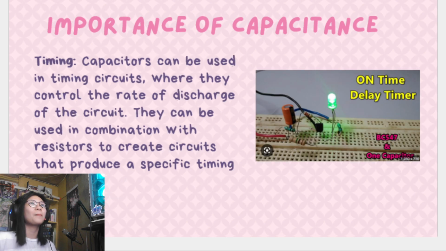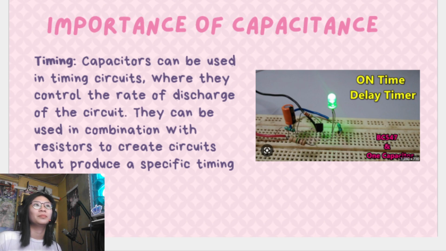Timing, capacitors can be used in timing circuits where they control the rate of discharge of the circuit. So ginakontrol niya when ihatag ang energy and when bawion. Okay? So that is another importance of capacitors. So we have timing capacitors. So usually they are paired with a resistor. So pag gina-pair sila sa resistor, usually it is for timing.